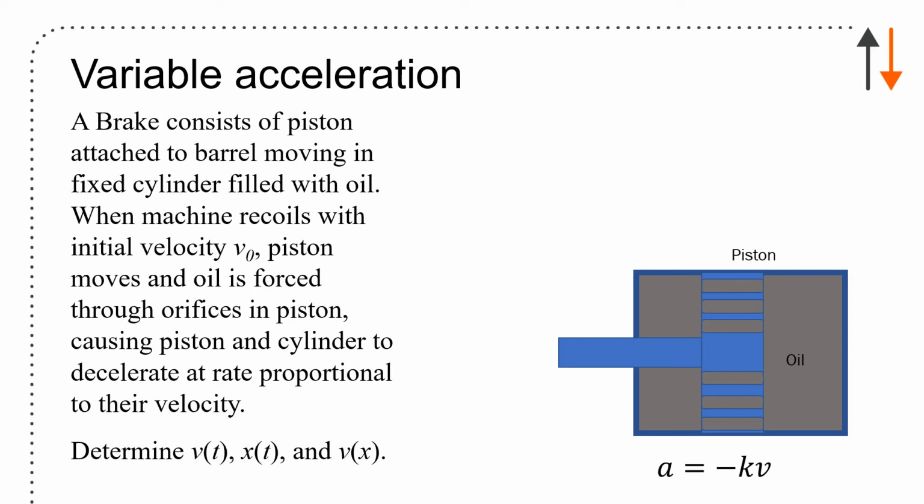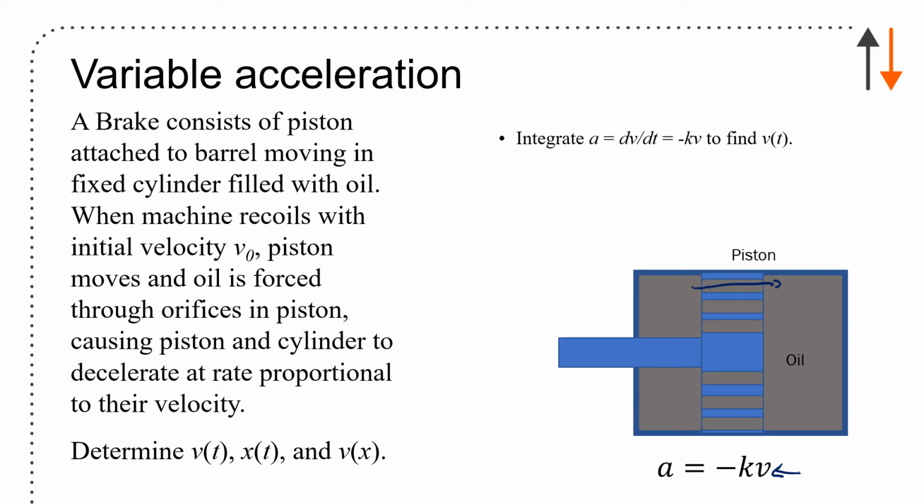So you're going to have motion like this, causing the piston and cylinder to decelerate at a rate proportional to their velocity. You're asked to find velocity as a function of time, position as a function of time, and velocity as a function of position. And you're given that acceleration is equal to minus kv. So this is kind of painful, this particular problem.